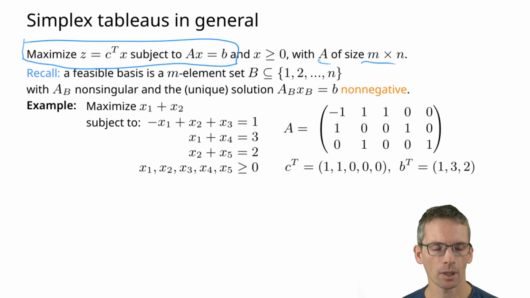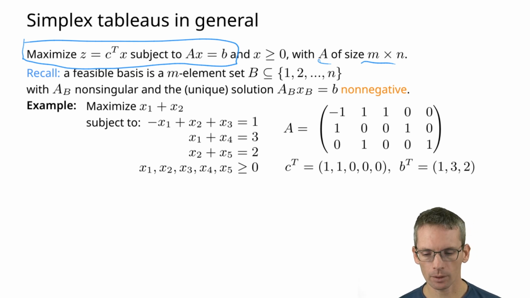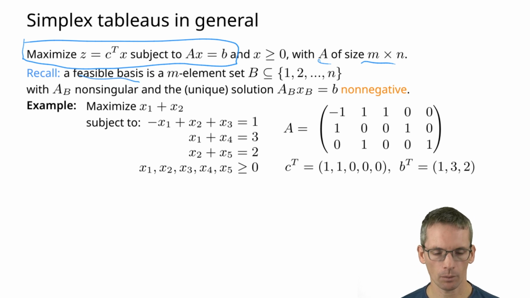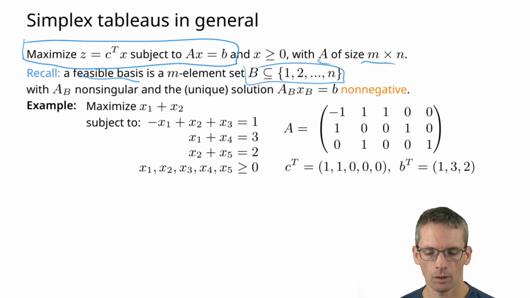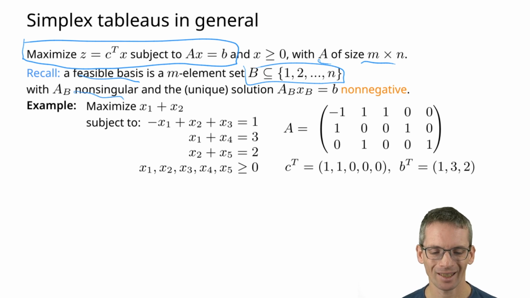A is an m times n matrix, where m is the number of constraints and n the number of variables. We call a feasible basis a subset of the indices such that if we take the corresponding columns in A, we get a non-singular matrix, so a matrix of full rank, and the corresponding solution, which we then call the basic feasible solution, is non-negative.